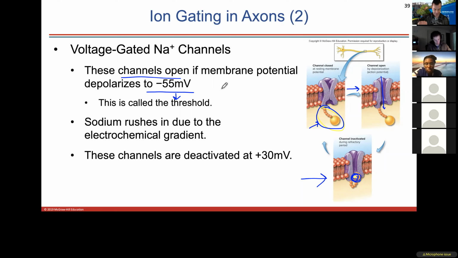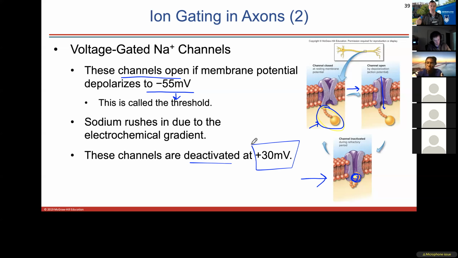It's not enough to establish electricity to tickle and open that next sodium voltage gated channel. So I've got to reach threshold, again, which is minus 55. Obviously, when this sodium voltage gated channel opens up, sodium rushes in due to the electrochemical gradient, positive attracted to negative, high on the outside, low on the inside. And it becomes deactivated at plus 30.